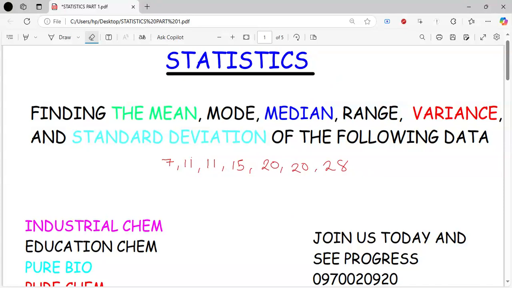We'll be very fast. We are doing statistics, and in this topic, we'll tackle finding the mean, the mode, the median, the range, the variance, and the standard deviation to the fullest. Given the sample data: 7, 11, 11, 15, 20, 20, 28. Without even wasting our time, shall we start?